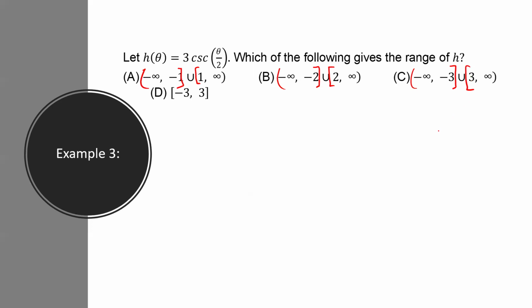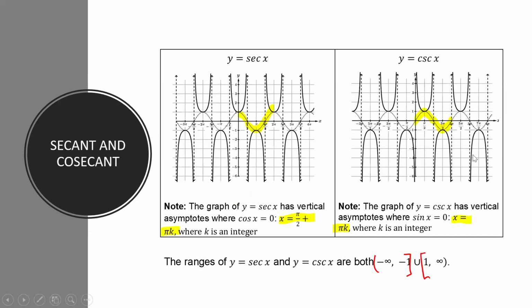All right, so it says which of the following gives the range of h? So we're now changing our range. Your range is, quote unquote, changing for cosecant. For cosecant, our range right now is what? What's the range? Let's go back. For cosecant and secant, what is their range? Negative infinity to negative 1, and 1 to infinity.